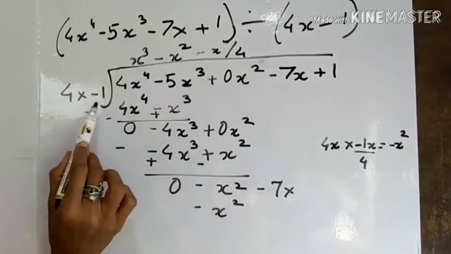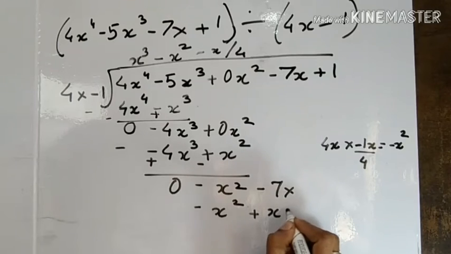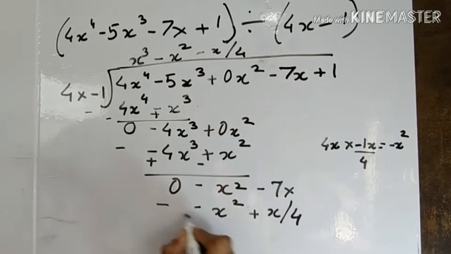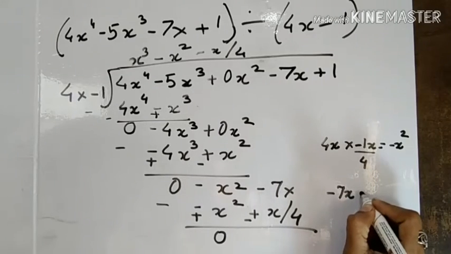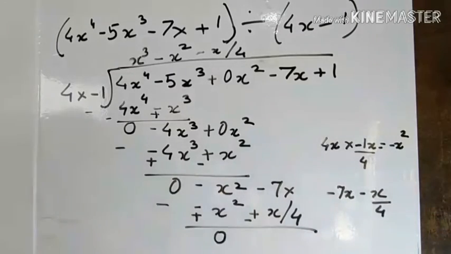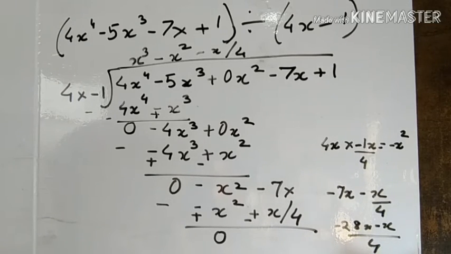And then I have to multiply this with this, so that I get minus into minus is plus, plus x upon 4. So this gives me 0. Now I have here minus 7x minus x upon 4. I make the denominators equal, so that gives me minus 28x minus x upon 4. So that comes to minus 29x upon 4. So I get here minus 29x upon 4. The next is plus 1.